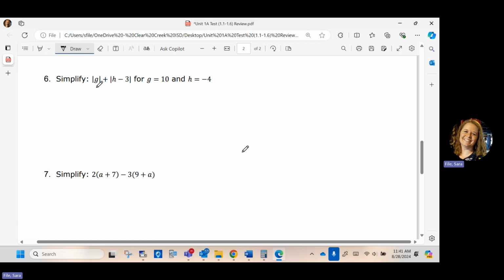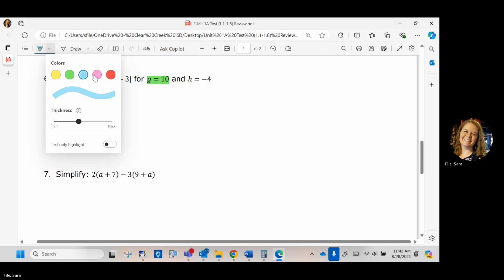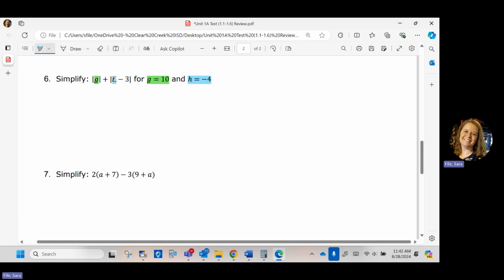All right, here's another simplify. Actually, that shouldn't say simplify. That should say evaluate because they're giving us numbers to plug in. Okay, so I'm going to plug in G is 10 and H is -4. Now, when I go to plug this in, these are absolute value bars. You keep those there. So I'm plugging in a 10. I always use parentheses when I'm plugging in. Sometimes it's extra, but sometimes it's important, and it would change it if I didn't.